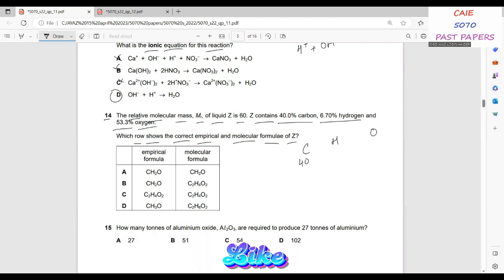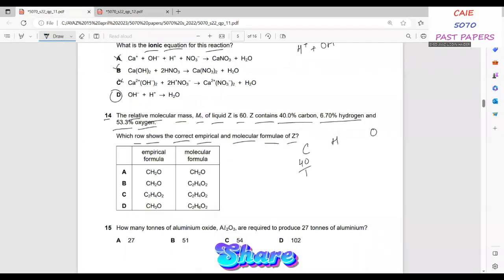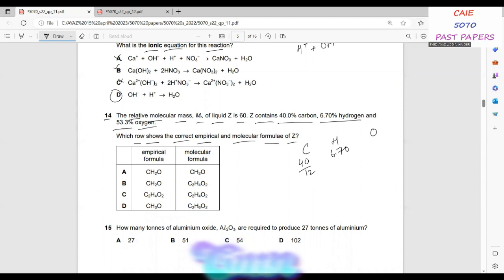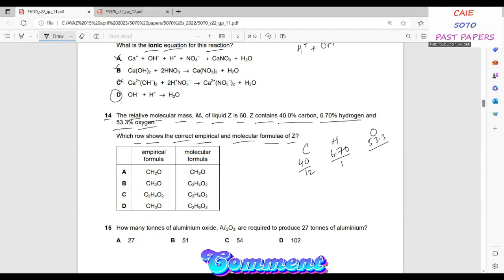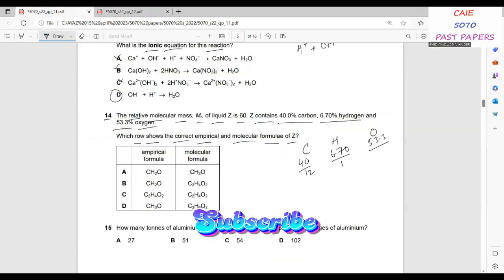We'll divide 40 by 12 for carbon atom. What about hydrogen? 6.70%. Ar of hydrogen is 1. So we will divide 6.70 by 1. Oxygen, 53.3%. What about the Ar of oxygen? It is 16. So we will divide 53.3 by 16.